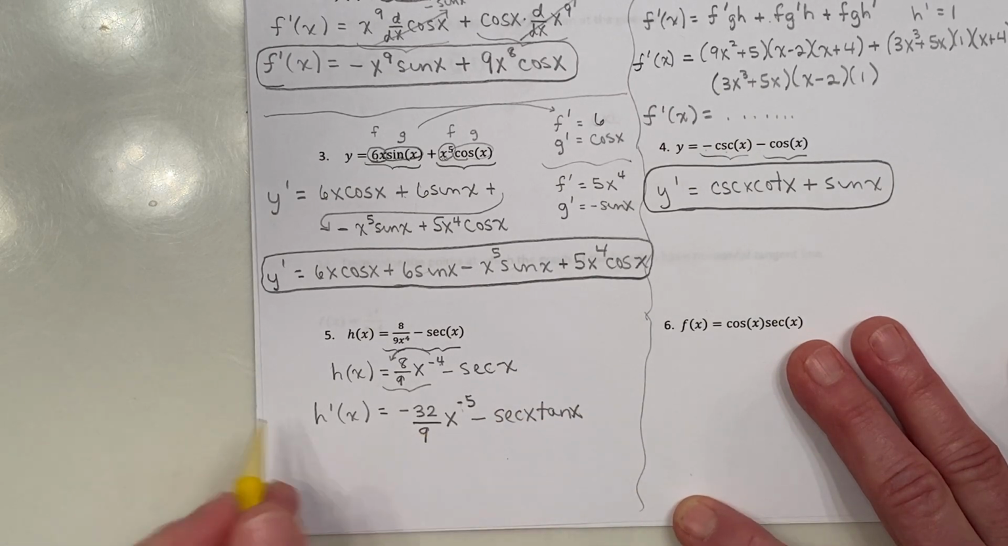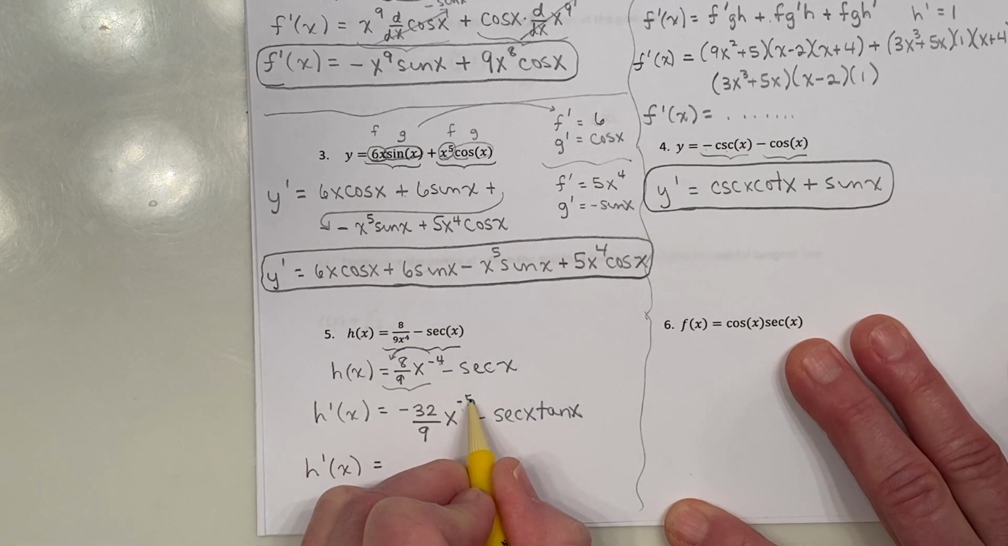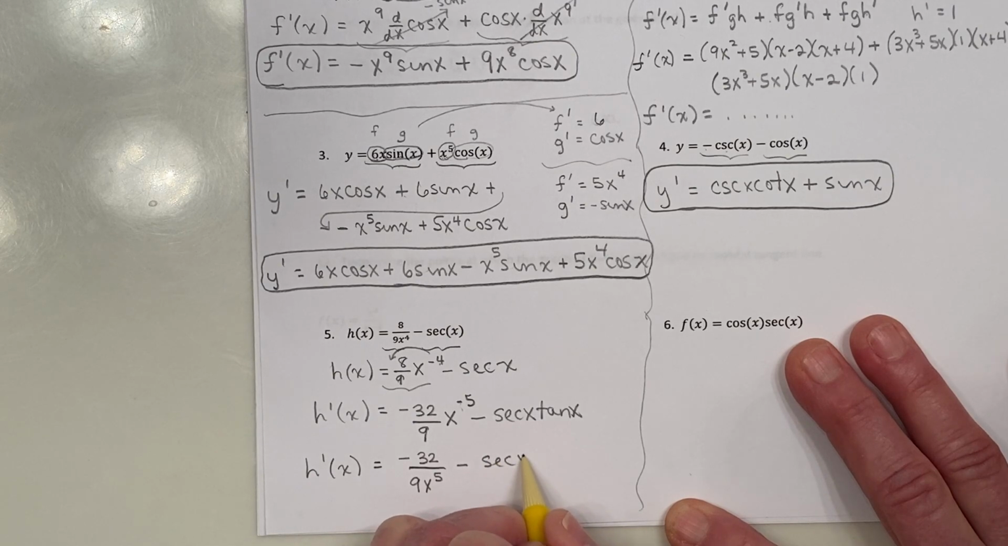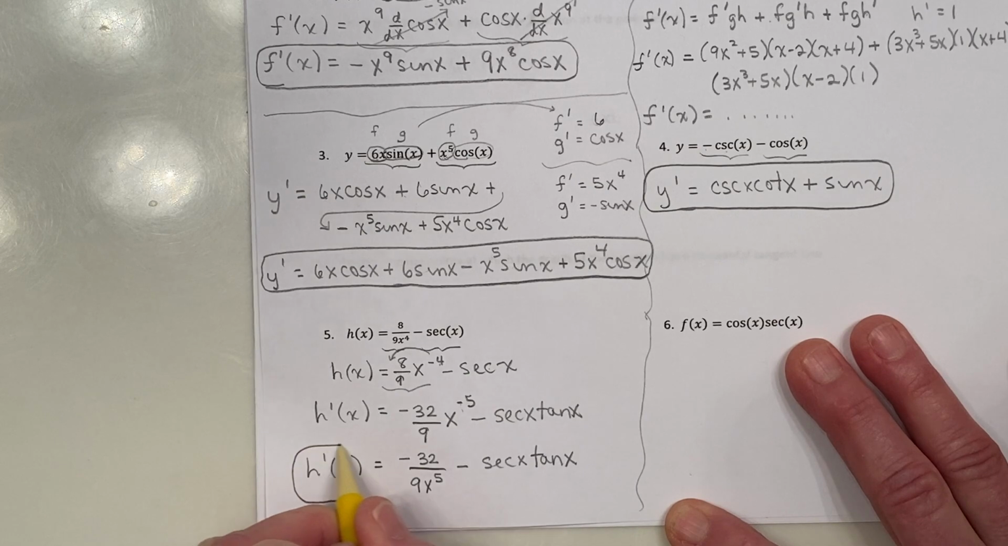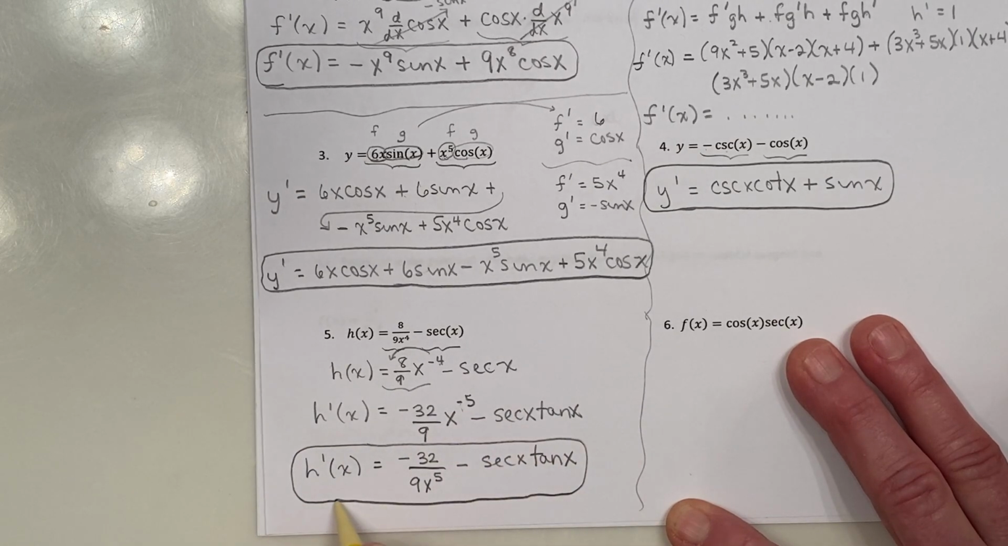So I can walk away from this. This is fine, but if we don't want to have any negative exponents, then what we could do is drop x to the 5th back down to the bottom with the 9 and have the fraction negative 32 over 9x to the 5th, and then minus secant x tangent x. Either answer is fine.